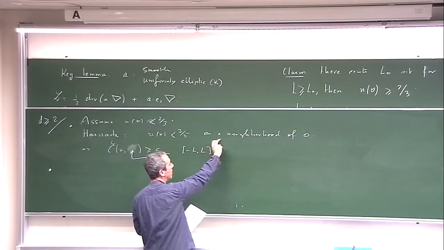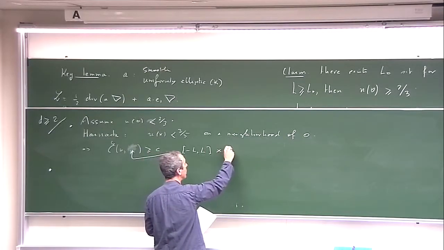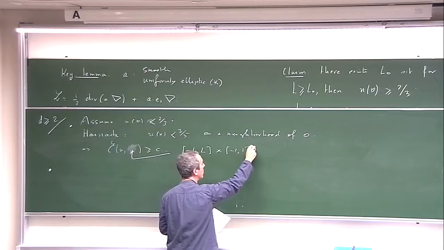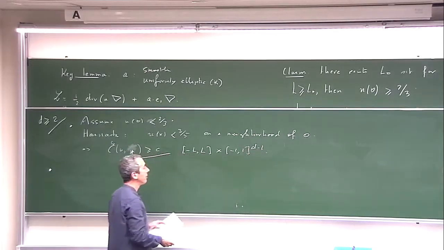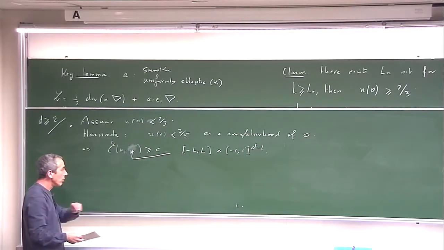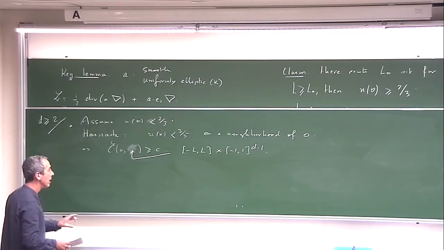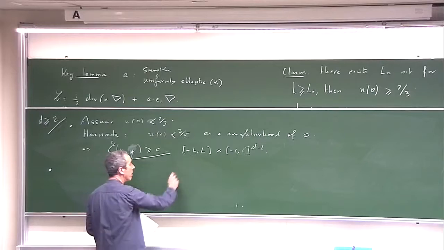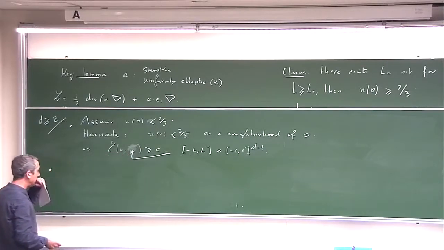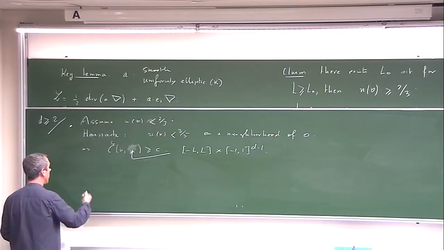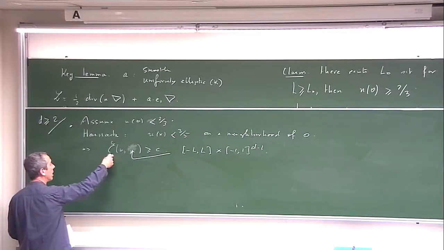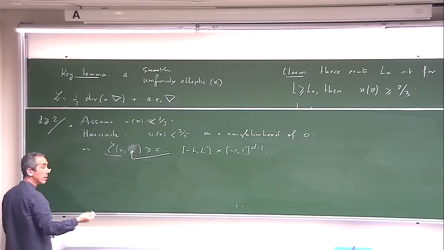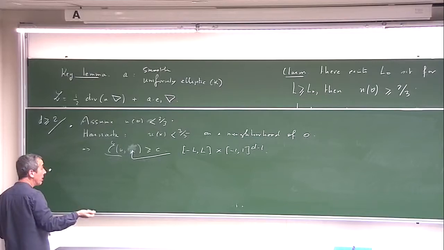And just to fix the ideas, I decide that this neighborhood is the square minus 1, 1 to the d minus 1. So just along one line, a neighborhood of fixed size along the line that goes from minus n to L. And then we'll get a contradiction by proving that this energy goes to zero quite fast when L goes to infinity.